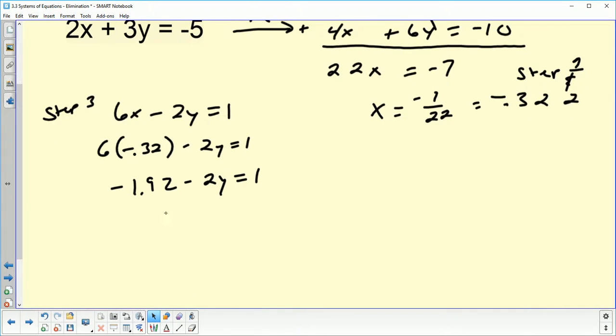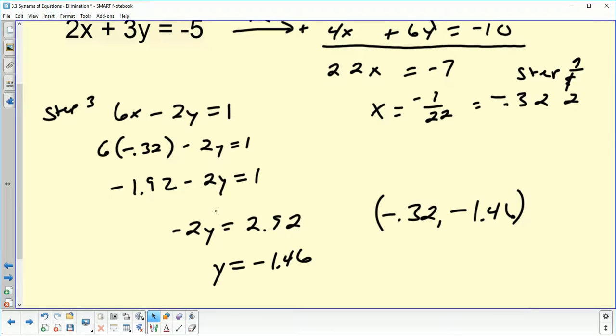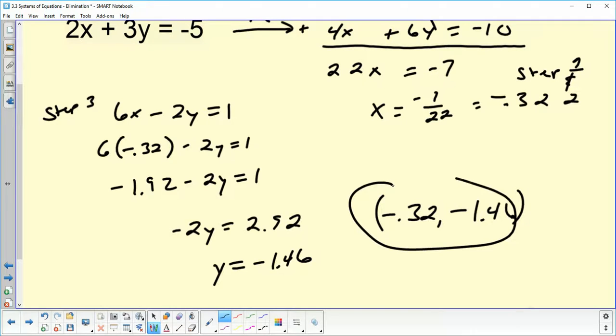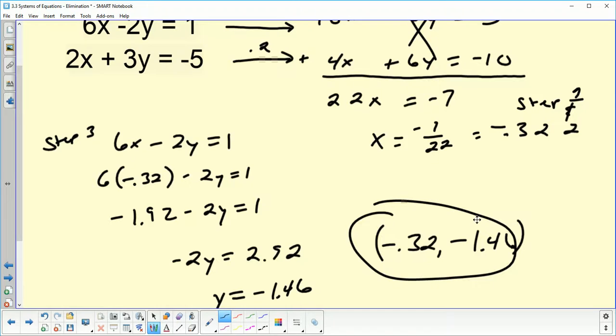Okay, add that 1.92 to both sides. I'm going to have negative 2y equals 2.92, and then I'm going to divide that by negative 2, and so y will equal negative 1.46. Okay, so we'll round both those off. So that means my solution is negative 0.32 and negative 1.46. Okay, which if we then plug those two values back in, that would give me a true statement on each. We may be a little bit off because we rounded off those numbers, but that's okay. As long as they're close, it tells you that your statement is true.